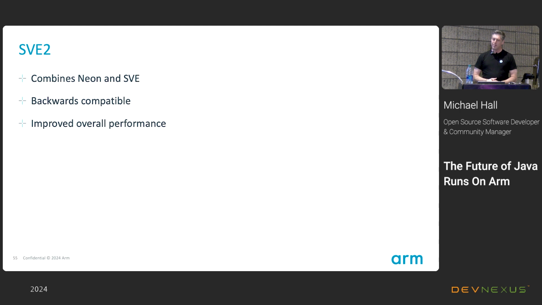In Armv9, we introduced SVE2, which is a combination of those Neon instructions, the SVE instructions, plus a few additional ones to cover some more use cases. This is trying to be backwards compatible, so if you have something that's been compiled for Neon or for the original SVE and you're running it on a newer chip that supports SVE2, those instructions will still run. This also gives an overall performance boost to those kinds of vector operations. There's another one coming out called Scalable Matrix Extensions, which adds even more stuff for AI-specific workloads.